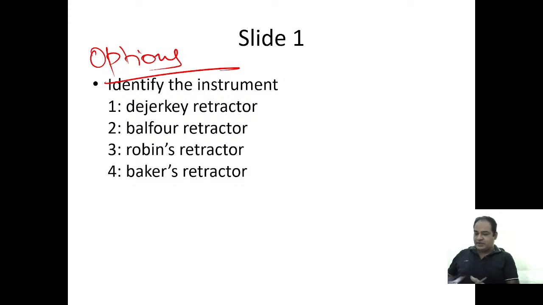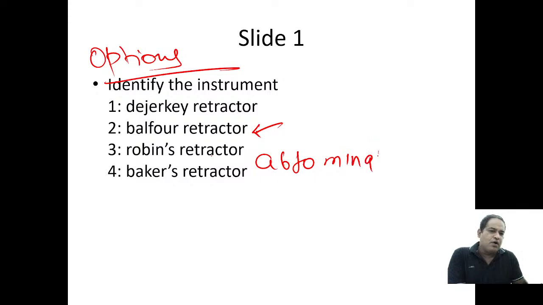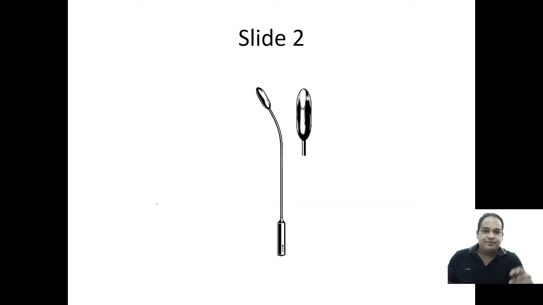Any one of you, please. That's a simple one actually. That's a Belfour retractor. That is used for open abdominal surgeries. Fine. Okay. So now we move to the second question. You have to identify this instrument.